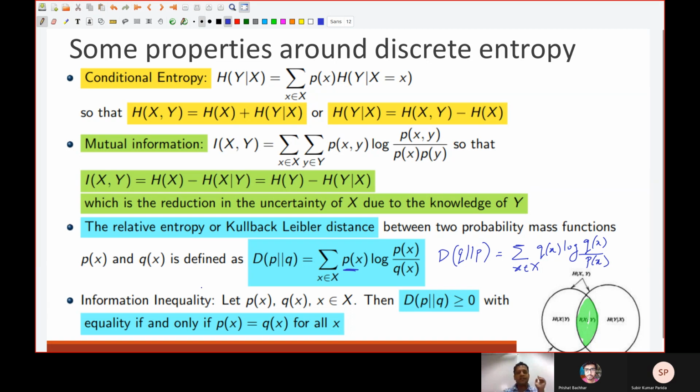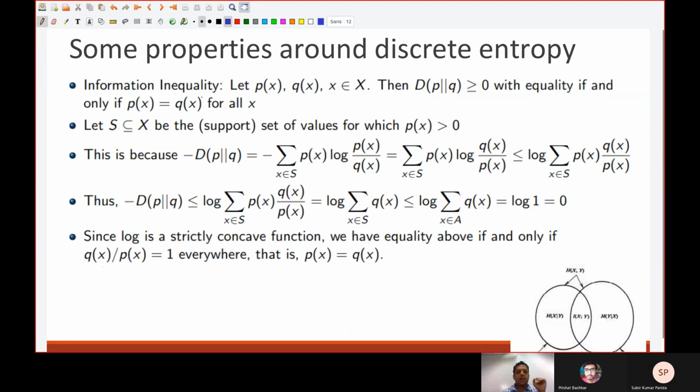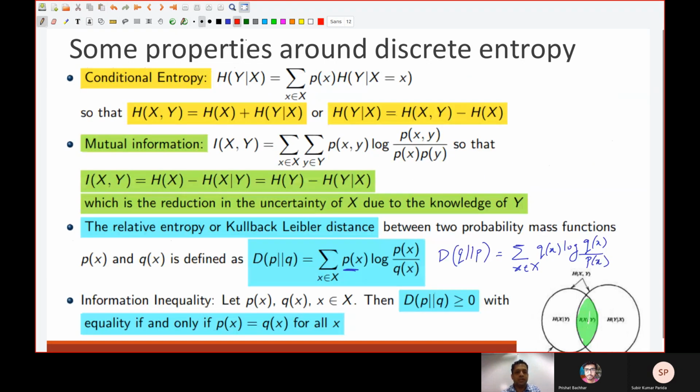However, there's an information inequality which says that D of p with respect to q is always non-negative, and equality holds only if p and q are exactly the same distribution. In that sense, there's a bit of symmetry. Modulo this, they are asymmetric. Is that okay? So this is again a recap. We proved this, I'm not going to go over it again, but recap the proof. This is the information inequality.